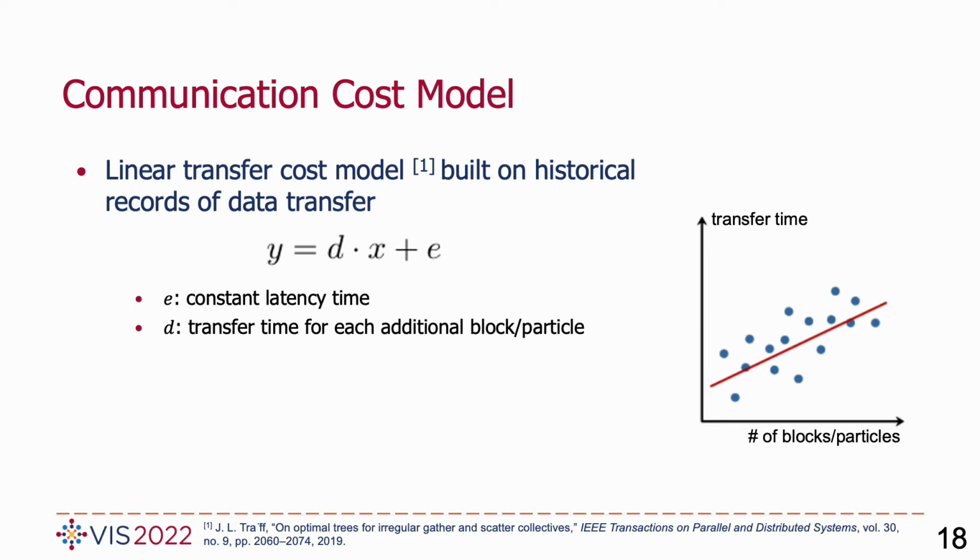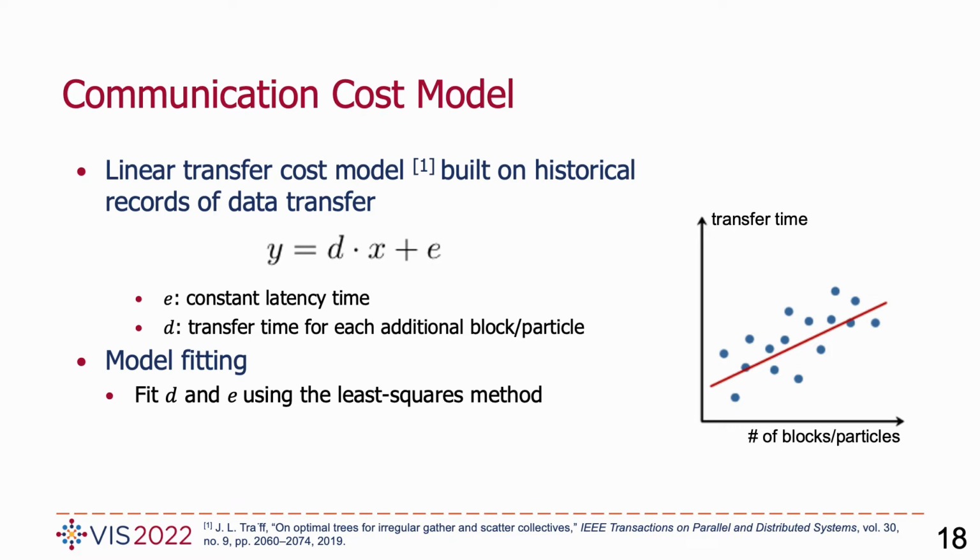To estimate the data transfer time of blocks and particles, we utilize a linear transfer cost model, where the time cost of transferring a data entity is proportional to the number of the entity plus a fixed starting latency. The coefficients of the linear model can be computed by the least squares method based on historical data transfer.